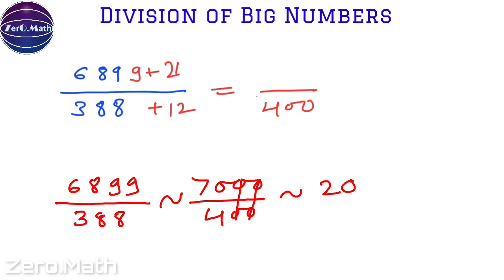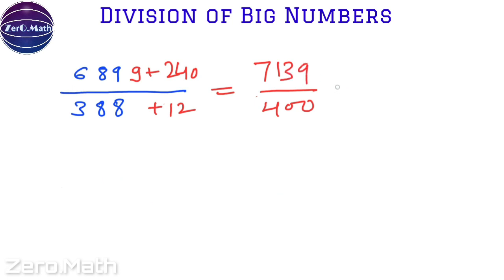So 20 times 12 is 240. Let's add it to 6899. We will get 7139. If we divide it by 400, we are going to get 17.8475, which is the approximate answer.